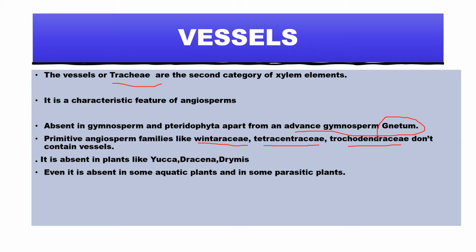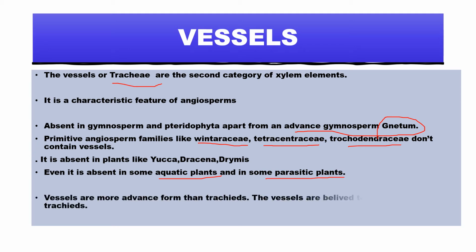They are also absent in aquatic plants, because aquatic plants live in water. They do not have advanced conducting vessels. And they are also absent in parasitic plants. Vessels are more advanced than tracheids. They originated from the tracheids. So it is believed that vessels are an advanced form of tracheids.